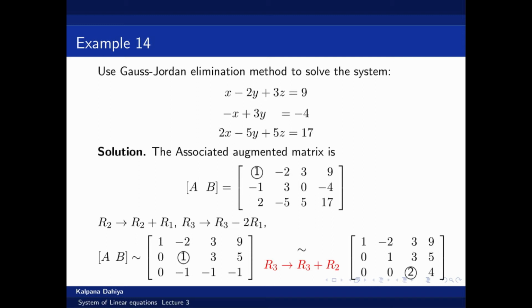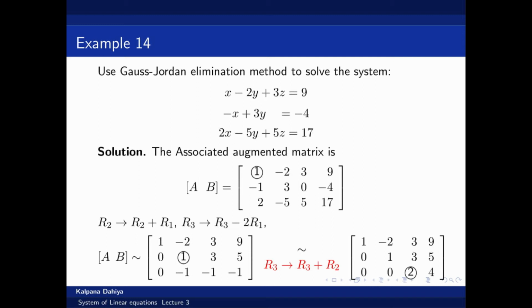So the augmented matrix is equivalent to the second matrix here, which is: first row as it is, 1, minus 2, 3, 9. Now the second row is 0, 1, 3, 5, and the third row is 0, minus 1, minus 1, minus 1.